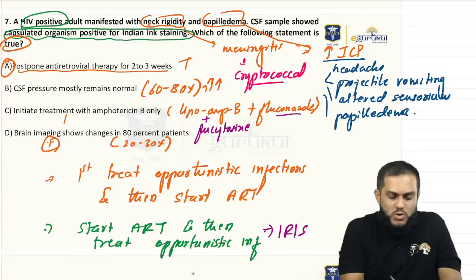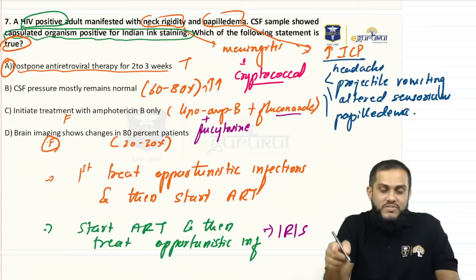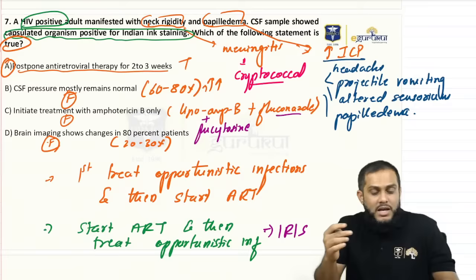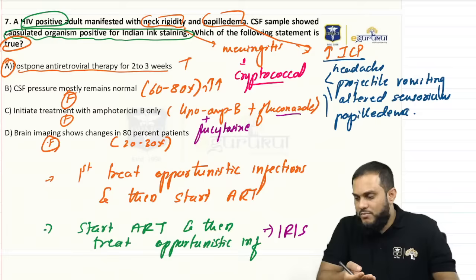Treatment is not only with amphotericin B. It is amphotericin B with fluconazole. In severe cases, you have to add flucytosine. CSF pressure remains normal. That is also a false statement, because in 60 to 80% of cases, CSF pressure will be elevated. And you have to postpone the antiretroviral therapy. Right? Postpone the antiretroviral therapy.